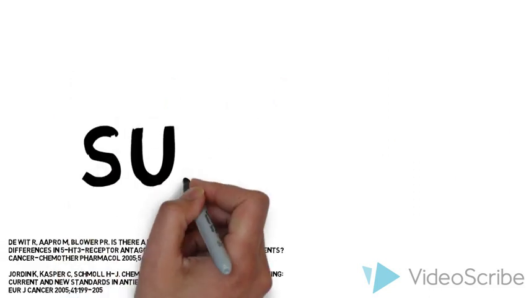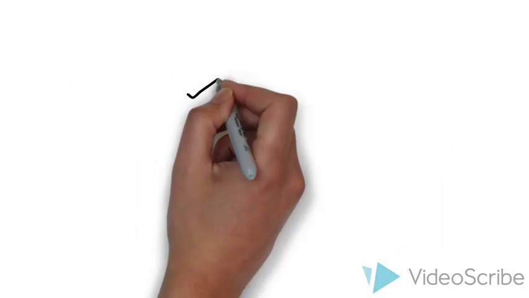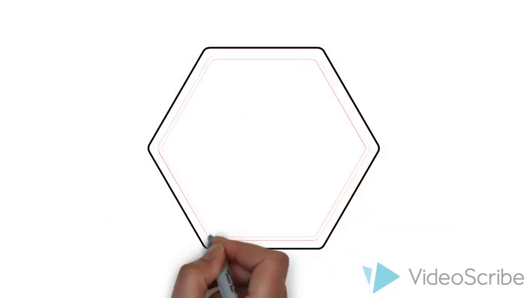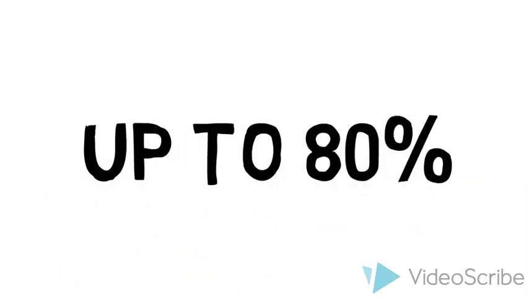In summary, why do we need ondansetron? Up until 20 years ago, nausea and vomiting were side effects of cancer treatment that were unavoidable. Now this side effect can be prevented in up to 80% of patients with minimal side effects caused from the use of ondansetron itself.